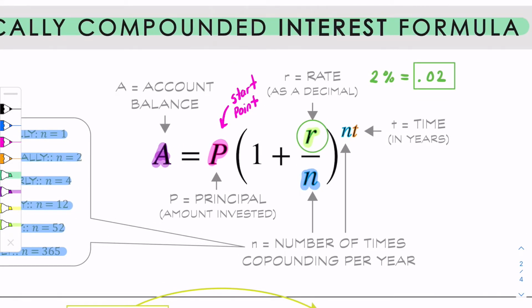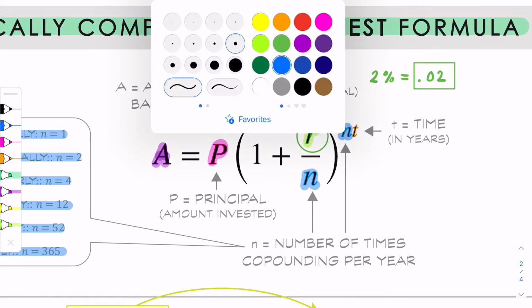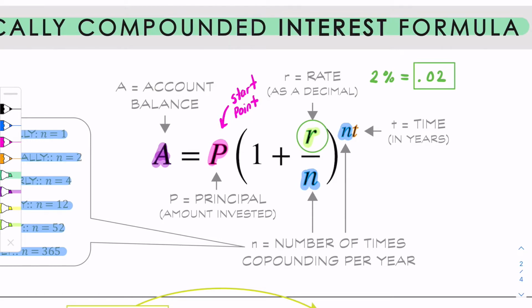All right, so after we fill in 1 plus the rate over the number of times compounding, we have an exponent, which is the number of times compounding again, multiplied by the time in years. It's important to know that the time is in years. If by chance something gives you the time in months, you need to calculate that out to the decimal of a year.